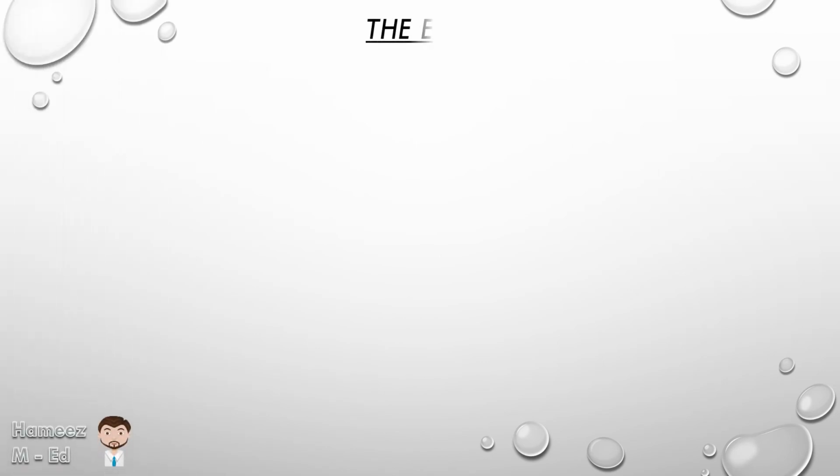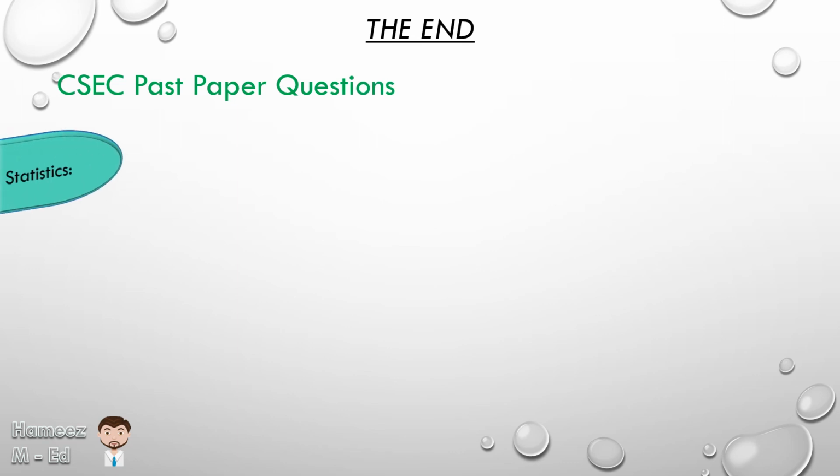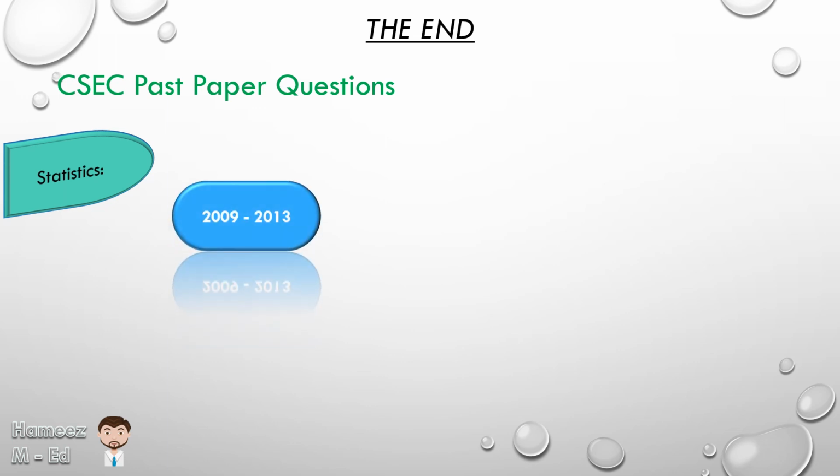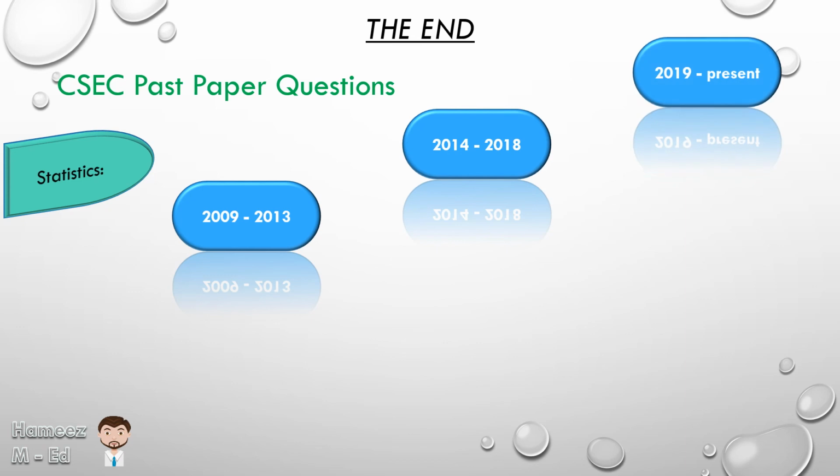We've now come to the end of CSEC past paper questions in the topic of statistics. In our first video in this series, we looked at the first 5 years of past paper questions from May 2009 until 2013. And then in our second video, from 2014 until 2018. And in this third video, we've done from 2019 until the present. Don't forget to look at the description down below so you can get a better gist of the entire CSEC Math syllabus.